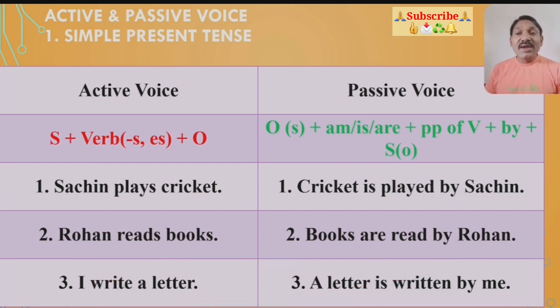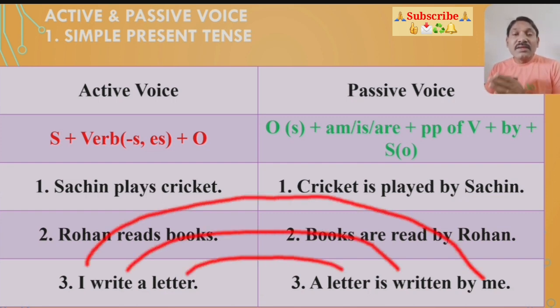Very good. Now the third one: I write a letter. Now here, what is the object? A letter. So letter will become the subject here, then the verb, and then by me. The case of the pronoun will change here. So: a letter is, then the past participle of write, written, by me. The case of the pronoun I has changed into me. So the sentence will be: a letter is written by me. Okay student, have you understood? Very good. Now the next one.